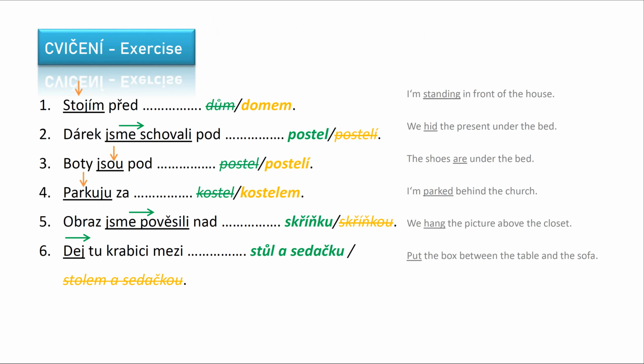Let's read these sentences together. 1. Stojím před domem. Číslo 2. Dárek jsme schovali pod postel. 3. Boty jsou pod postelí. 4. Parkuju za kostelem. 5. Obraz jsme pověsili nad skříňku. 6. Dej tu krabici mezi stůl a sedačku. A to je všechno. That's all.